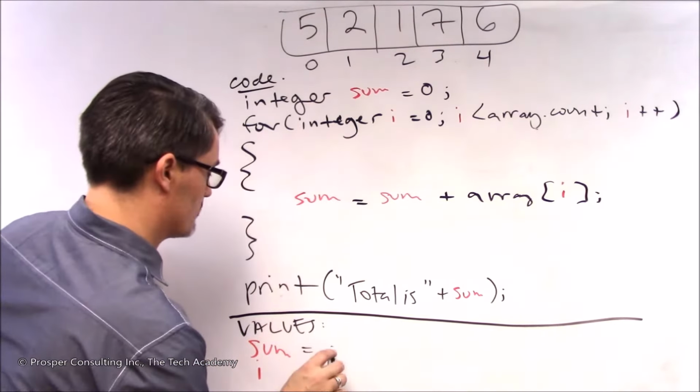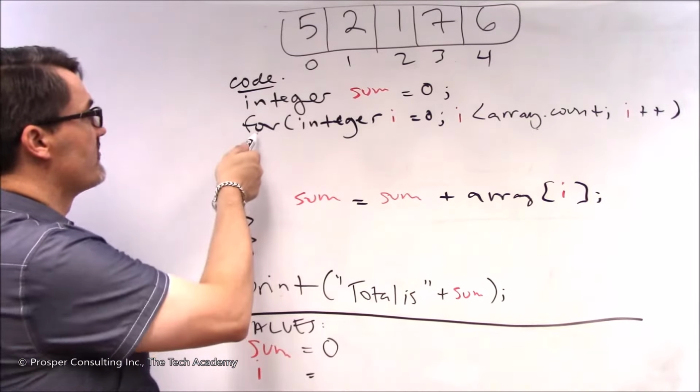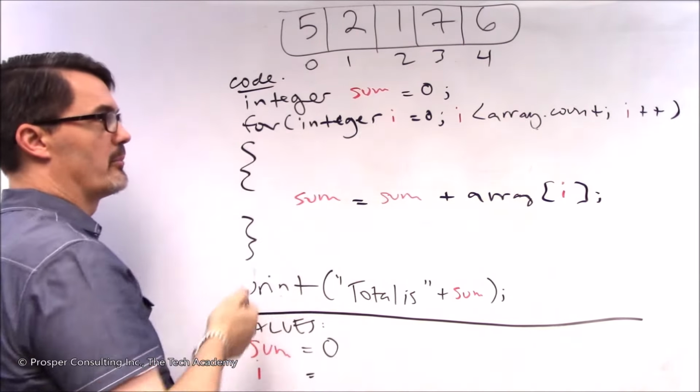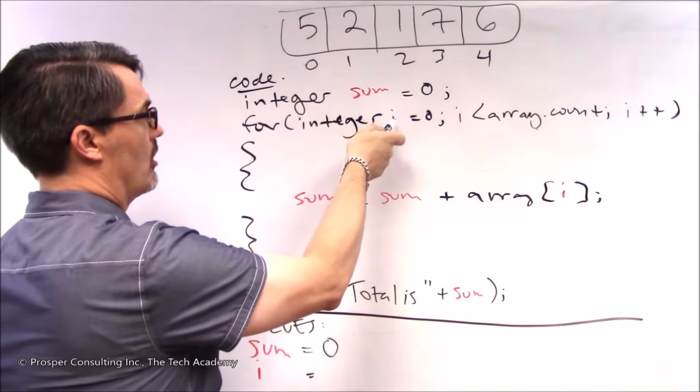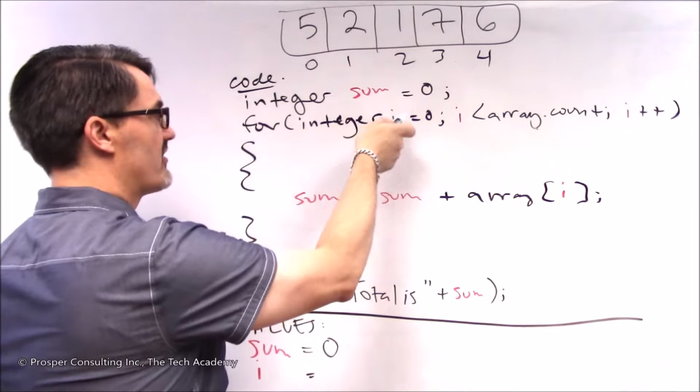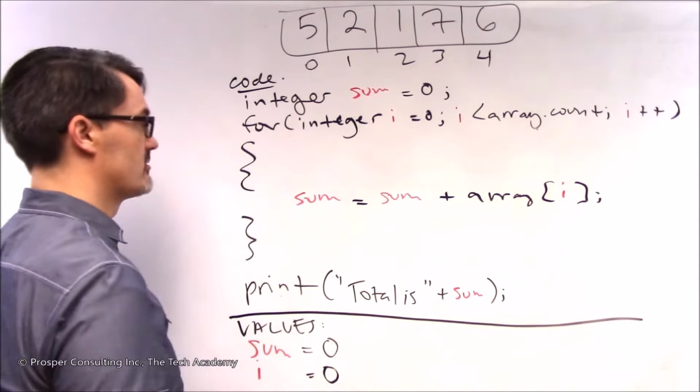Sum is now equal to 0. We're going to keep track of it down here. We hit the for instruction and we define the parameters of a loop, how the loop's going to operate. The loop is going to have a counter called integer. We set that counter's value to 0 to begin with, so I is 0 down here.